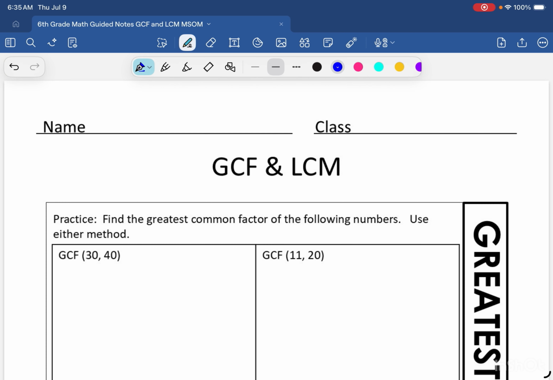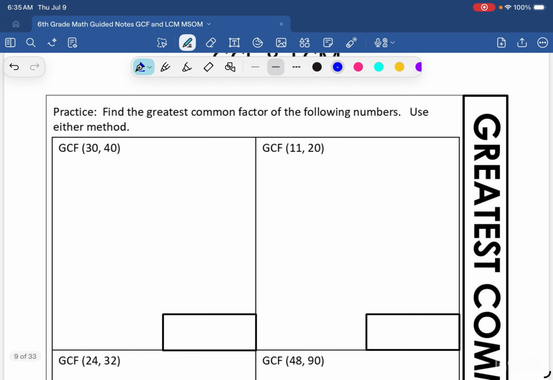Find the greatest common factor of the following numbers. Use either method. Greatest common factor of 30 and 40. I'm going to use the tree method on this one. So the factors of 30 are 10 and 3. 3 is prime. I'm going to keep going with 10. That gives me 2 and 5, and those are both prime. So the prime factors for 30 are 2, 5, and 3.